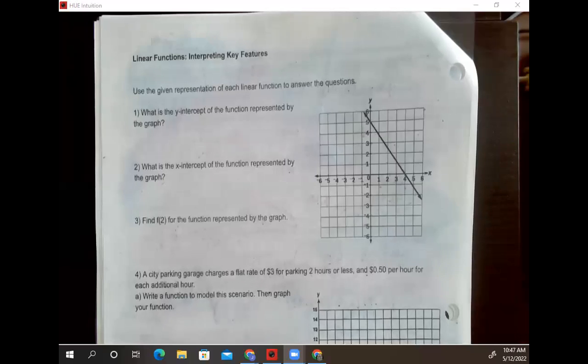Okay, we're on page 8 today, and we are going to finish up our discussion of linear functions, finish up our linear function review. Today, we're going to take all the stuff that we've talked about so far and put a bow on it.